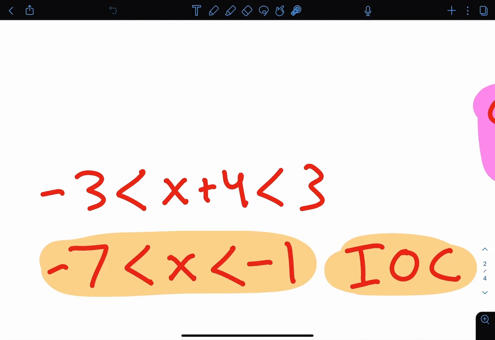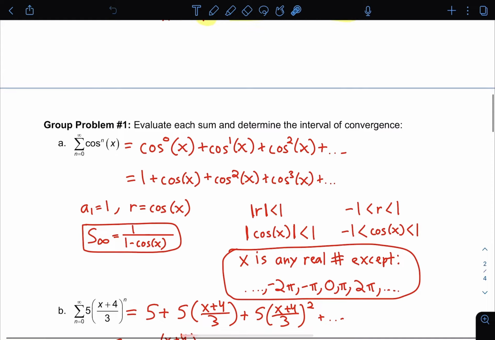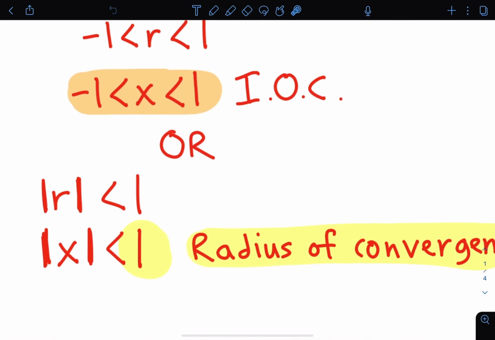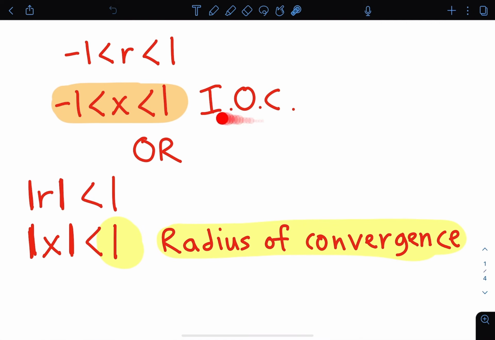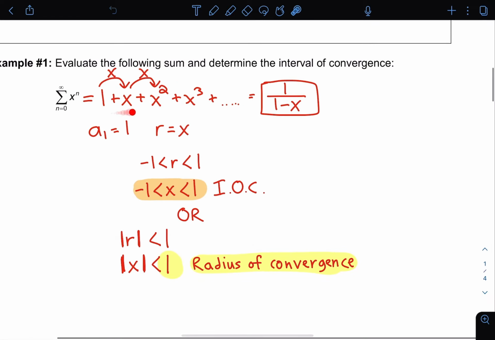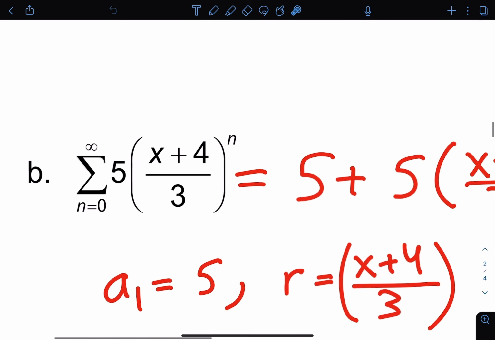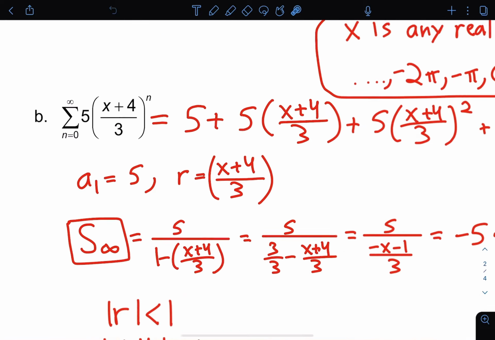It's this idea of centering. If I go back to example 1, I kind of talked about this with the number line. The interval of convergence in example 1 was negative 1 to 1. Well, what's in the middle of that? It's x equals 0. That's where this series is centered. Well, this one, part B here, this one's kind of been shifted. It's x plus 4.